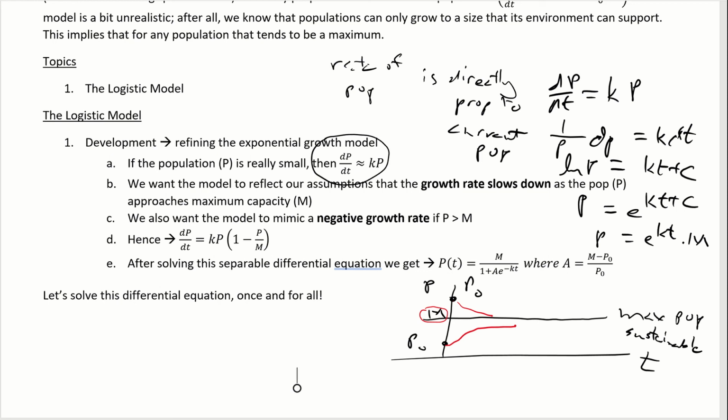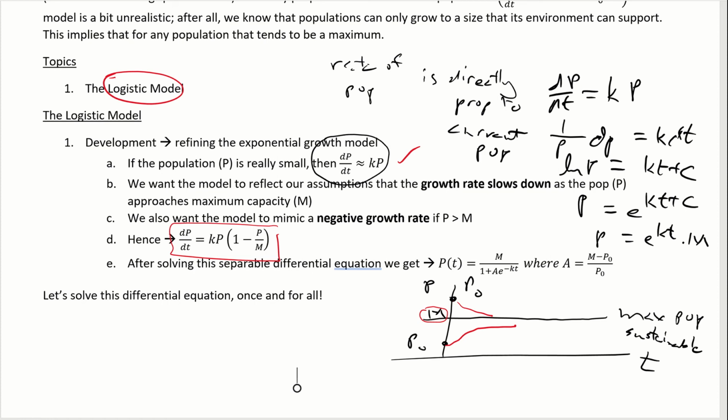So to reflect that, check this out. That's the new model. It supplants this one. This is the so-called logistic model right there. And look how it's constructed. That's your proportion constant, there's your population, and 1 minus P over M.